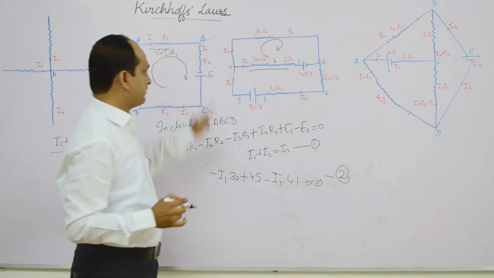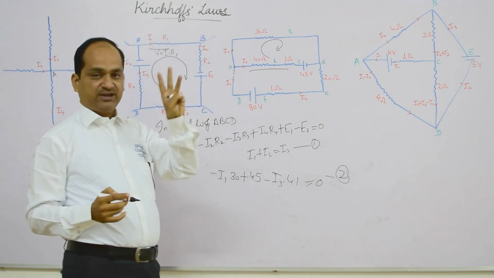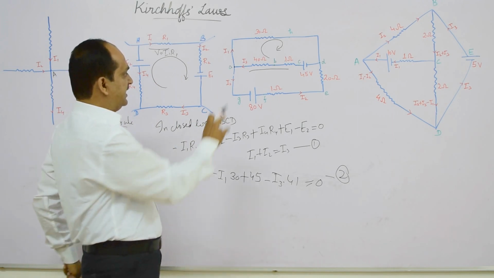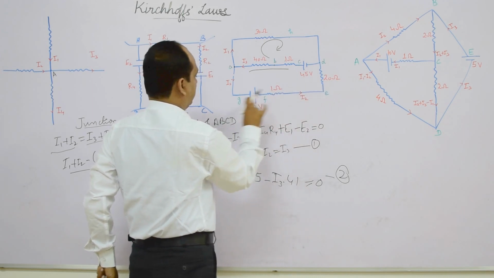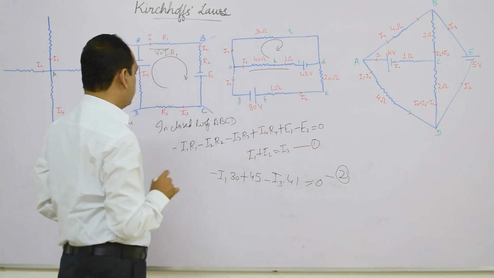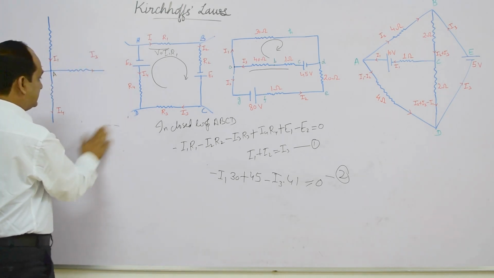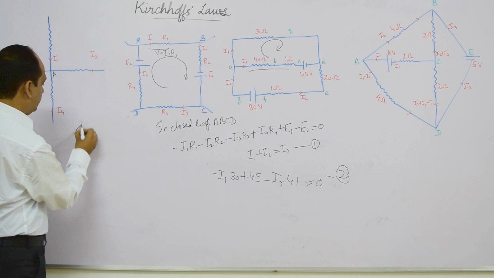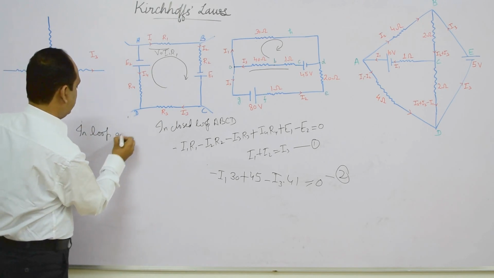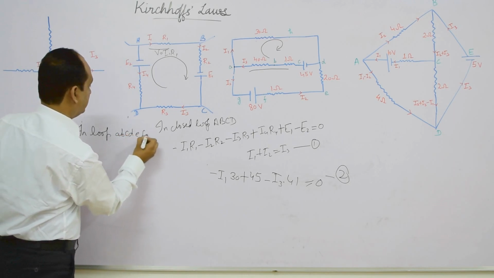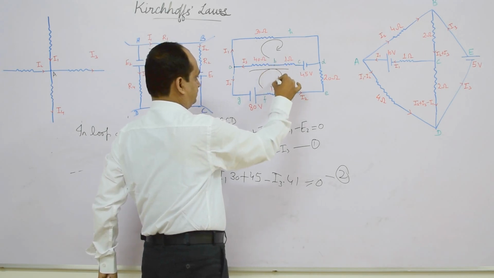Now we have to solve for 3 values, I1, I2 and I3. For that we need 3 equations. Now we are selecting the next loop, A, B, C, D, E, F, G, A. In this loop we can write the equation, as in loop A, B, C, D, E, F, G and A. Now just select clockwise direction.